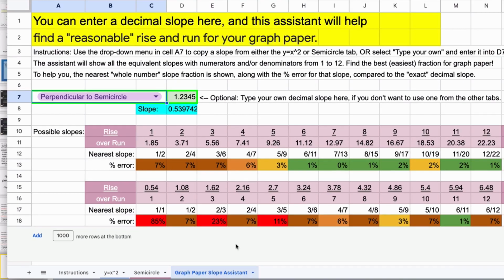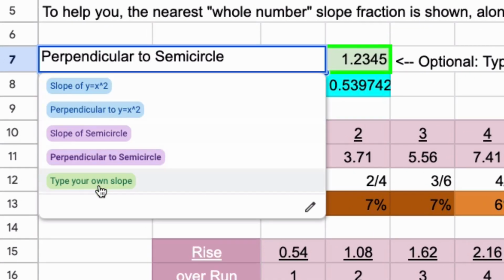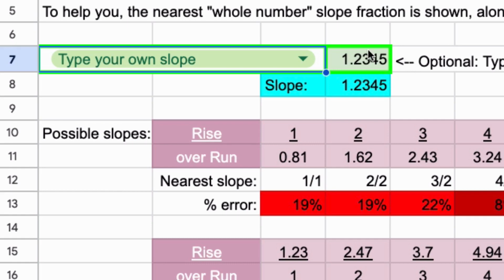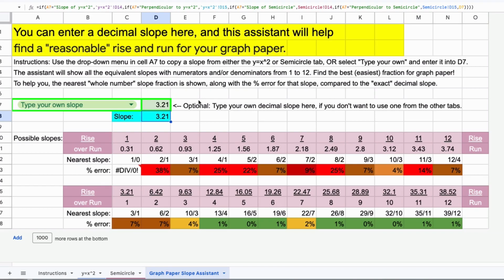If we click here, we have our choices. We can type in a slope, for example, a slope of 3.21. Then it will find a whole bunch of possible close slopes, meaning slopes with either the numerator or the denominator being 1 through 12, and it gives us its best approximation. You just want to look for ones that have a very, very low error.